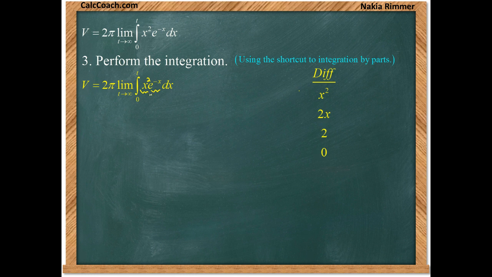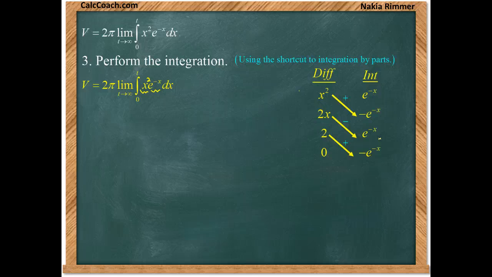And then the other part, the exponential part, gets integrated the same amount of times. So the antiderivative of e to the negative x is negative e to the negative x. The antiderivative of that would be positive e to the negative x. And then one more time you get a negative e to the negative x. And then what you do is you multiply along diagonals that are going down and to the right and apply alternating signs, and it does all the integration by parts for you.